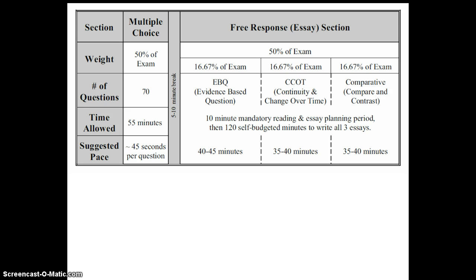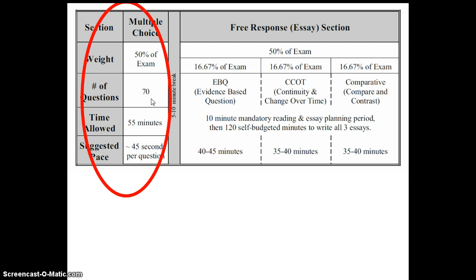This video is to help you understand how to write the compare and contrast essay that you'll have to do here in August. Just so we're all on the same page, let's talk a little bit about the AP test. The AP test itself will have 50% of your grade come from answering 70 multiple choice questions. And those questions will all have four possible responses.